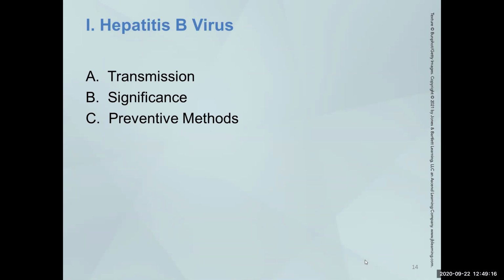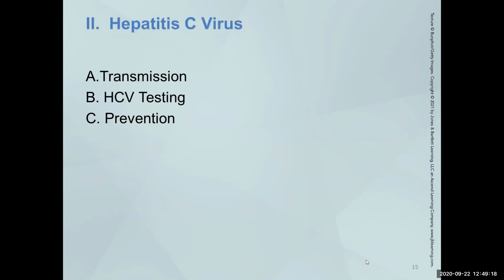Then we have hepatitis C. Hepatitis C used to be a death sentence, but antibodies were discovered in 1991, and then blood screening came on the market in 1992. But hepatitis C is primarily transmitted parenterally and other modes similar to the hepatitis B.